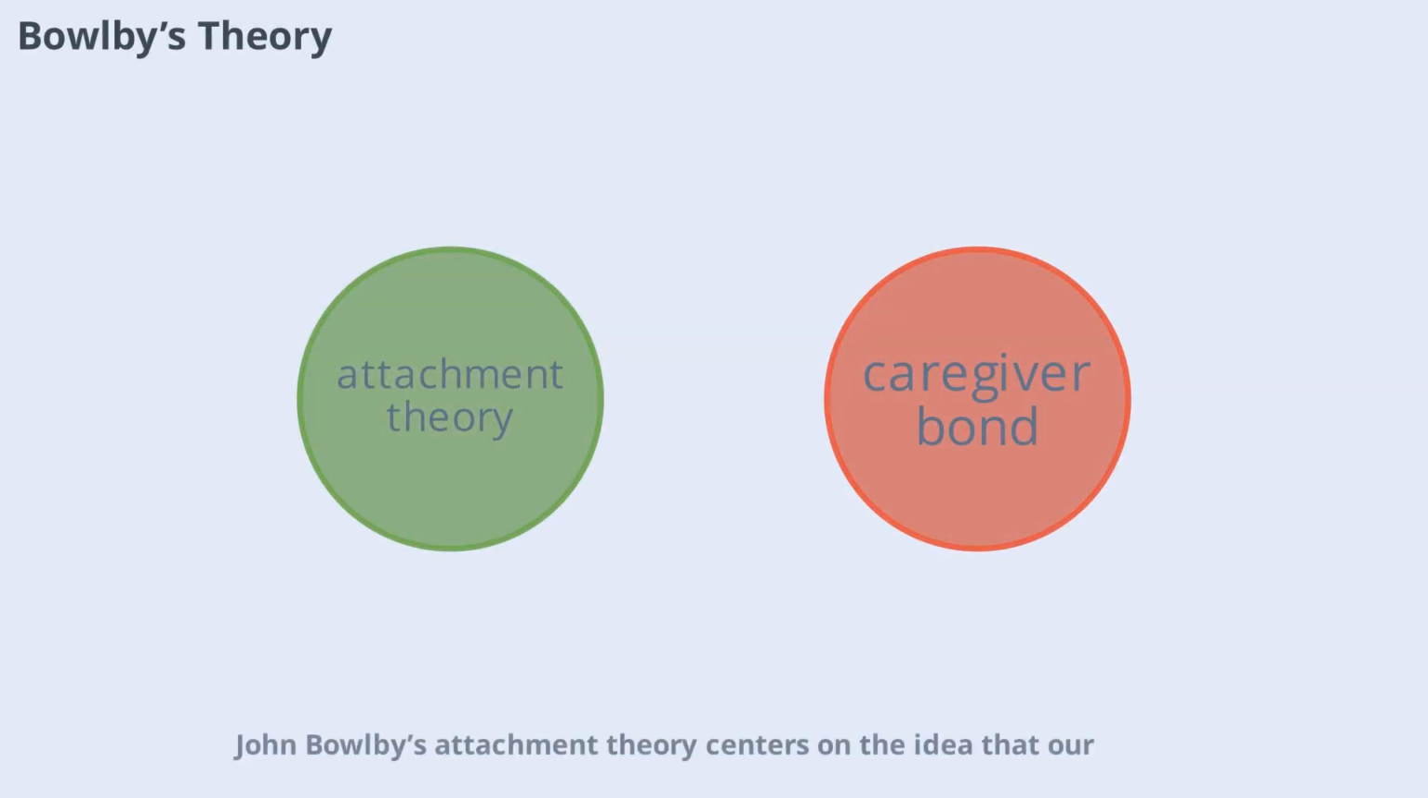John Bowlby's attachment theory centers on the idea that our earliest bonds with caregivers are crucial for healthy psychological development. He observed that children instinctively seek closeness to their caregivers for safety and comfort. When these needs are consistently met, children develop a sense of security that carries into adulthood. This foundational security influences how we trust, communicate, and handle intimacy in our later relationships. Bowlby's insights laid the groundwork for decades of research into how childhood experiences shape our adult emotional lives.